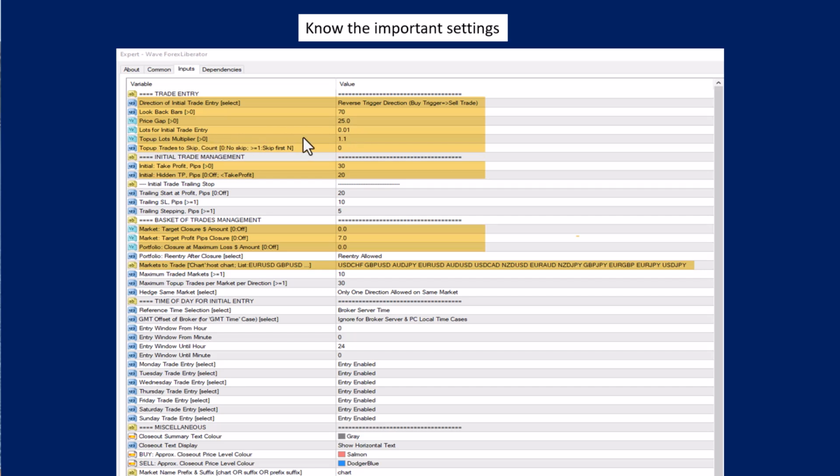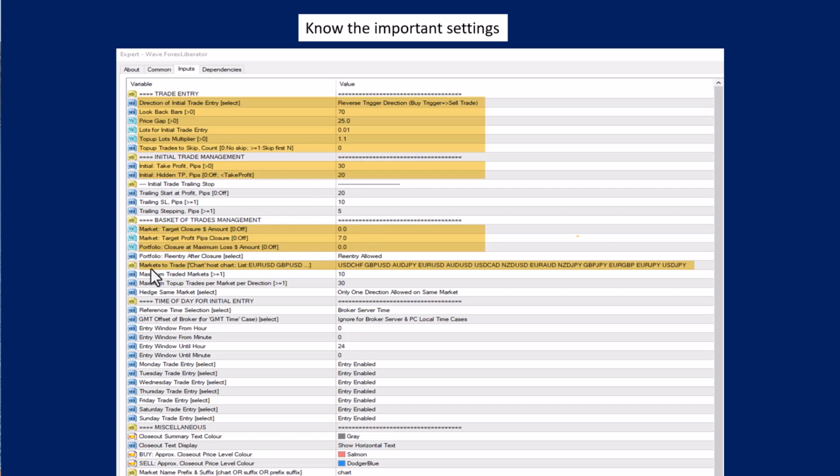What is the top-up multiplier? Again, that will be easy to find, and I'll show you that. Top-up trades to skip, the default is 0, and in this particular example it most probably will be 0.2, and then it says what is your initial profit, and we'll show you how to find that. And then how are you going to close baskets of trades that have gone negative but have recovered their profits? How are you going to close them? Are you going to close them on a dollar amount or on a pip amount? And I'll show you how to find that out.